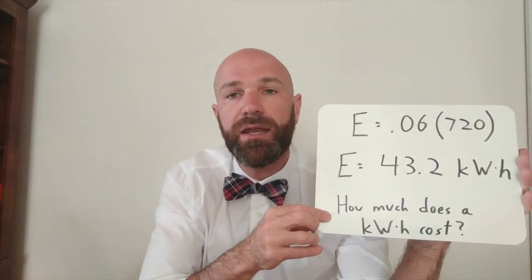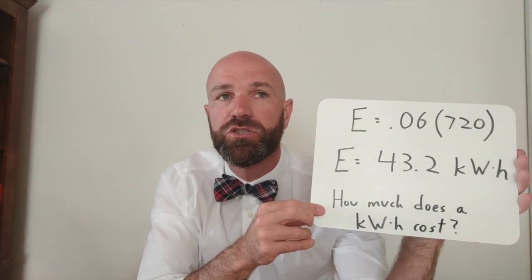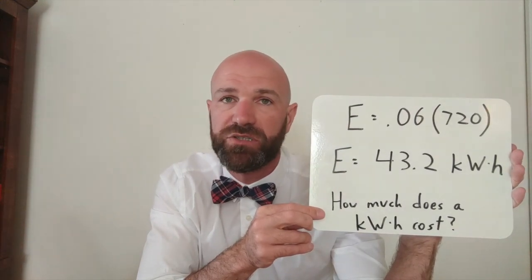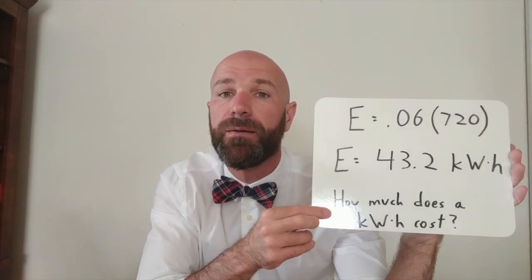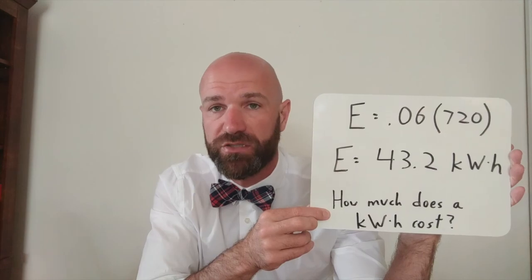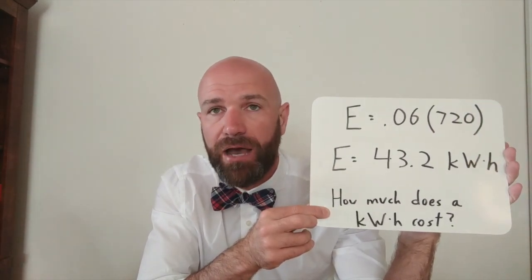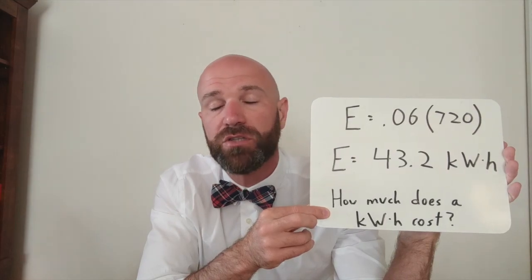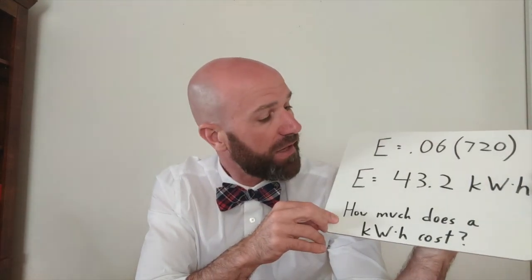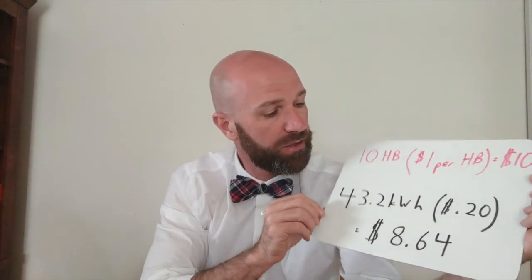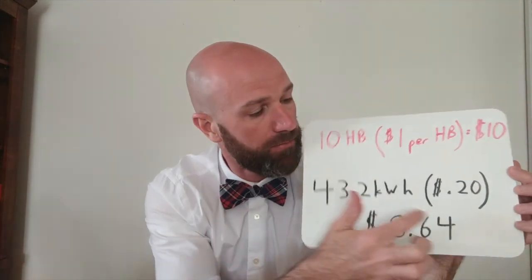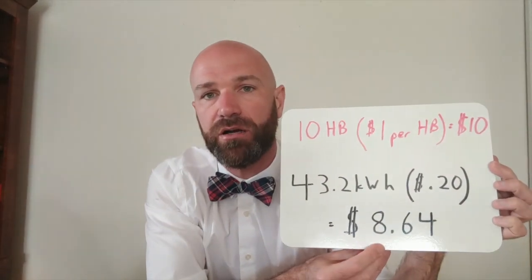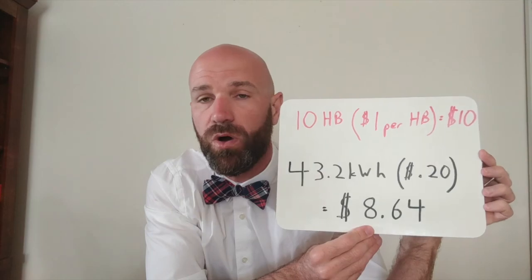So a kilowatt hour costs about 20 cents, and it fluctuates just like any other energy prices fluctuate. Gasoline prices fluctuate. Gasoline is just energy. So our electrical energy for the house is going to fluctuate as well. Right now, I'd say it's about $0.20, so about 20 cents. So we have 43.2 kilowatt hours, and it's 20 cents per kilowatt hour. We just take our total energy and multiply by how much it costs, and that gives us our bill for the month just for that one bulb.